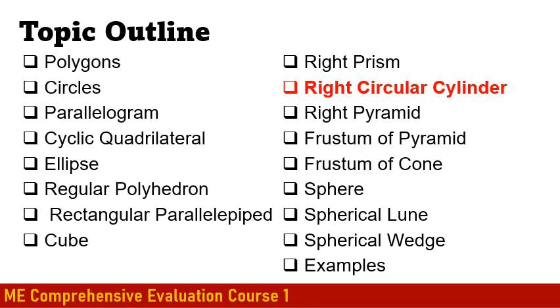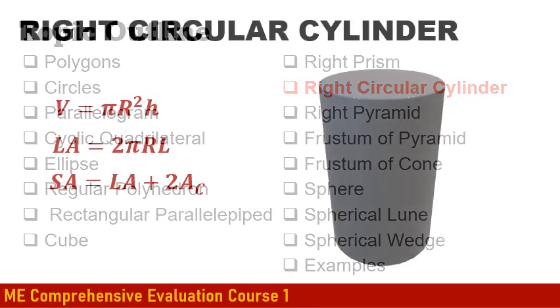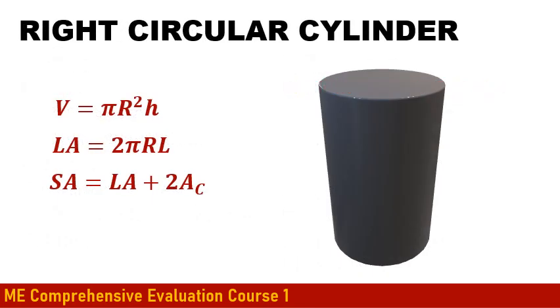Then we have the right circular cylinder. For the right circular cylinder, the volume is pi r squared times height. So it's just equal to the area of the base times the height. So this is the area of the base. The base of a right circular cylinder is a circle. Then we have here the height, which is perpendicular. So you can get the area of the base as pi r squared, since it's a circle, multiplied by the height.